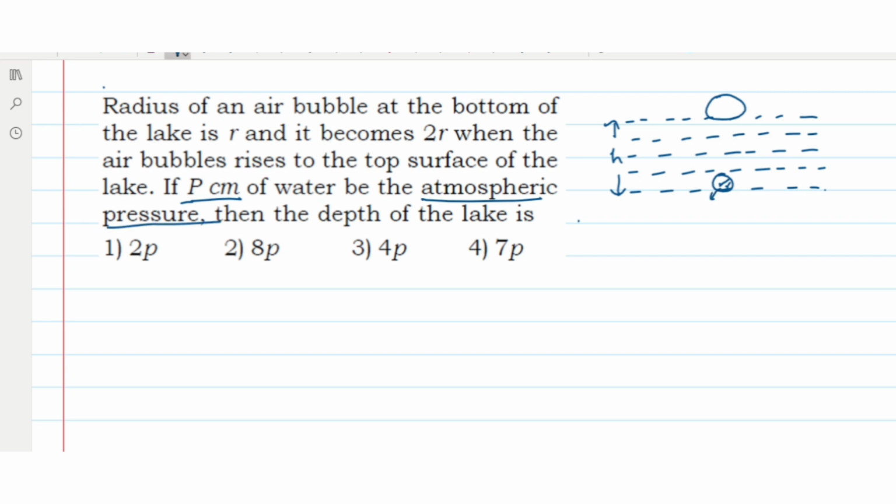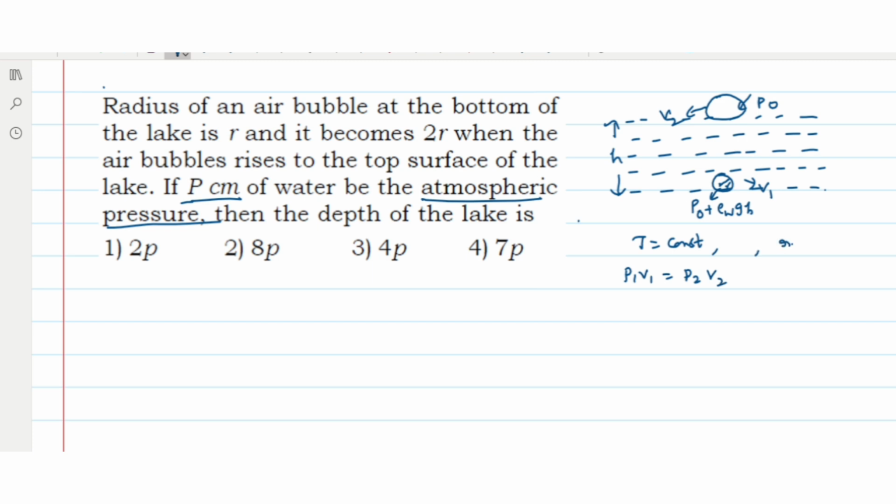Here you can take the pressure at the bottom as P naught plus density of the water into g into h. On the surface, the pressure will be P naught. Its initial volume you can take as V1, and the final volume as V2. Here you take the pressure and volume relation. The temperature is constant, according to Boyle's law, so you write P1 V1 equal to P2 V2.